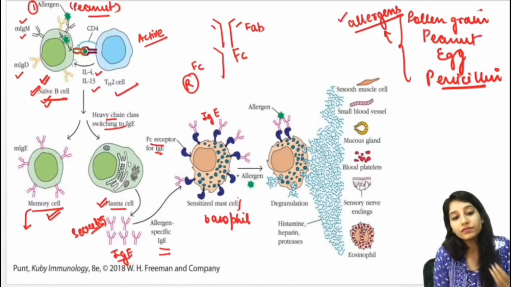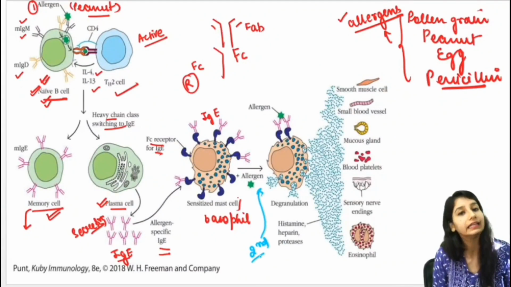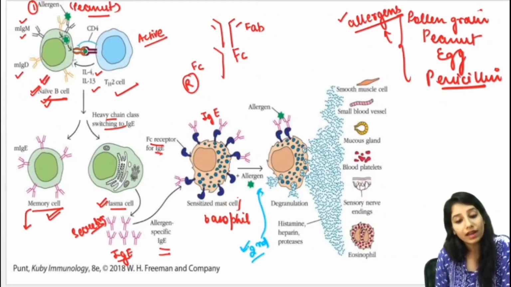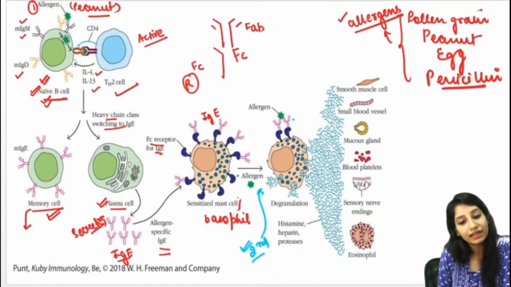Now after some days, I have come in contact with the same antigen for the second time. For example, I have consumed peanuts for the second time. First of all, nothing happened in my body. I have not shown any kind of response, so I am thinking everything is normal. But when I consume the allergen the second time, then this mast cell already has IgE antibody bound with its FC receptor.